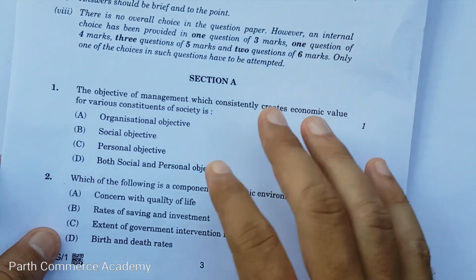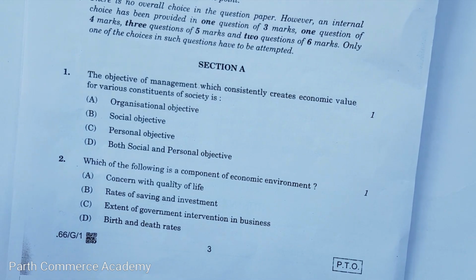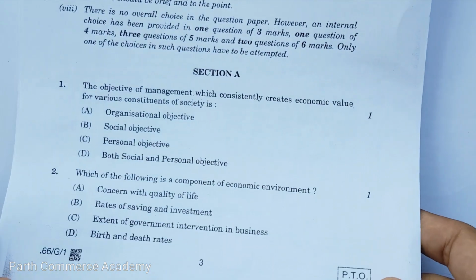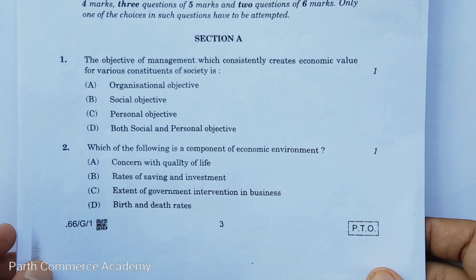We will start with section A, which is of 20 marks, and all the questions are of objective type. So let's take first question here.